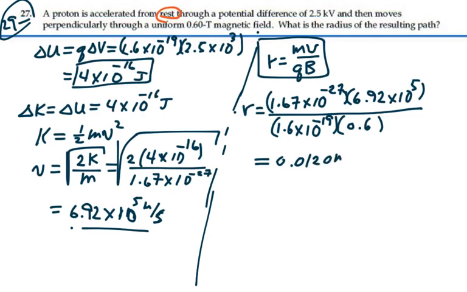So this radius is equal to 0.0120 meters, or 12 millimeters. So the radius of the circle that this proton moves through in this magnetic field as it's perpendicular to the magnetic field is 12 millimeters.